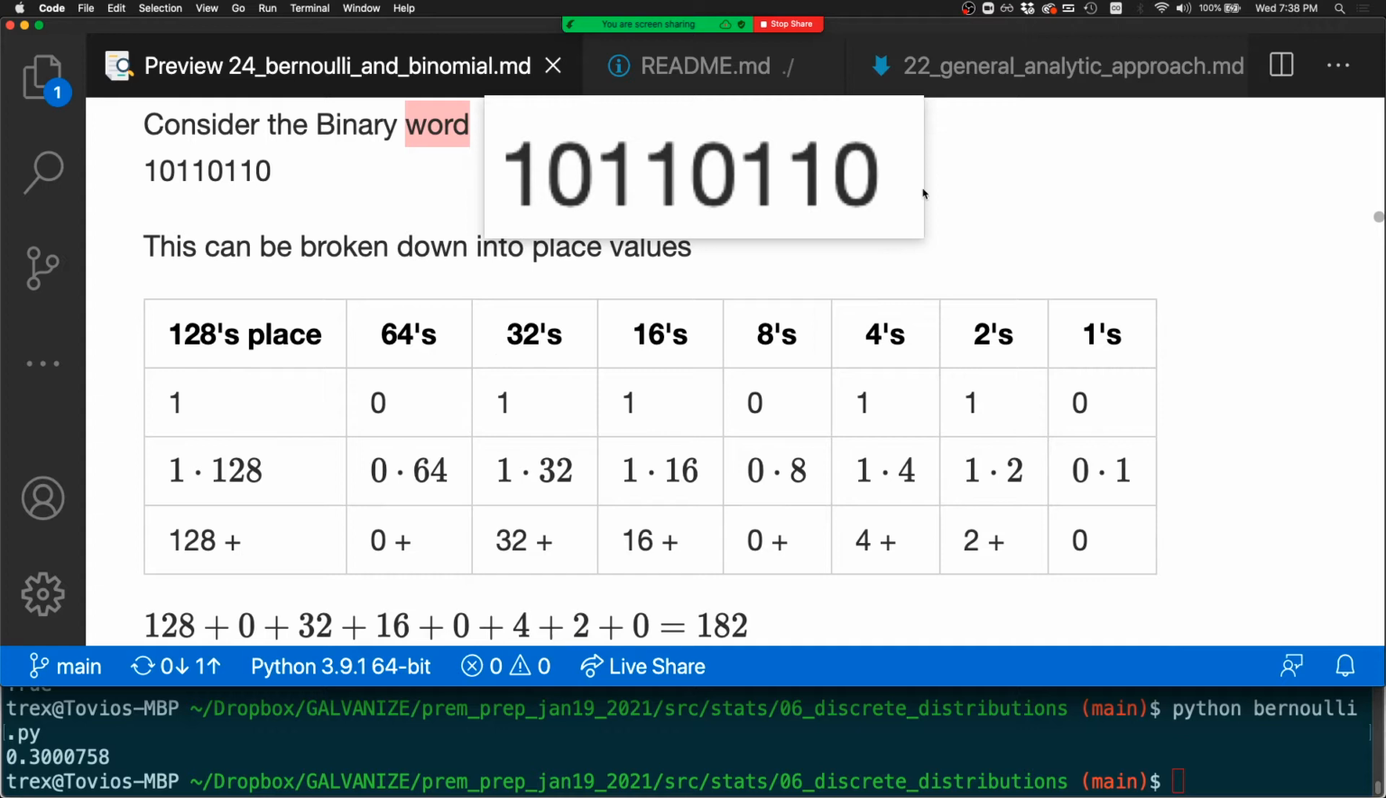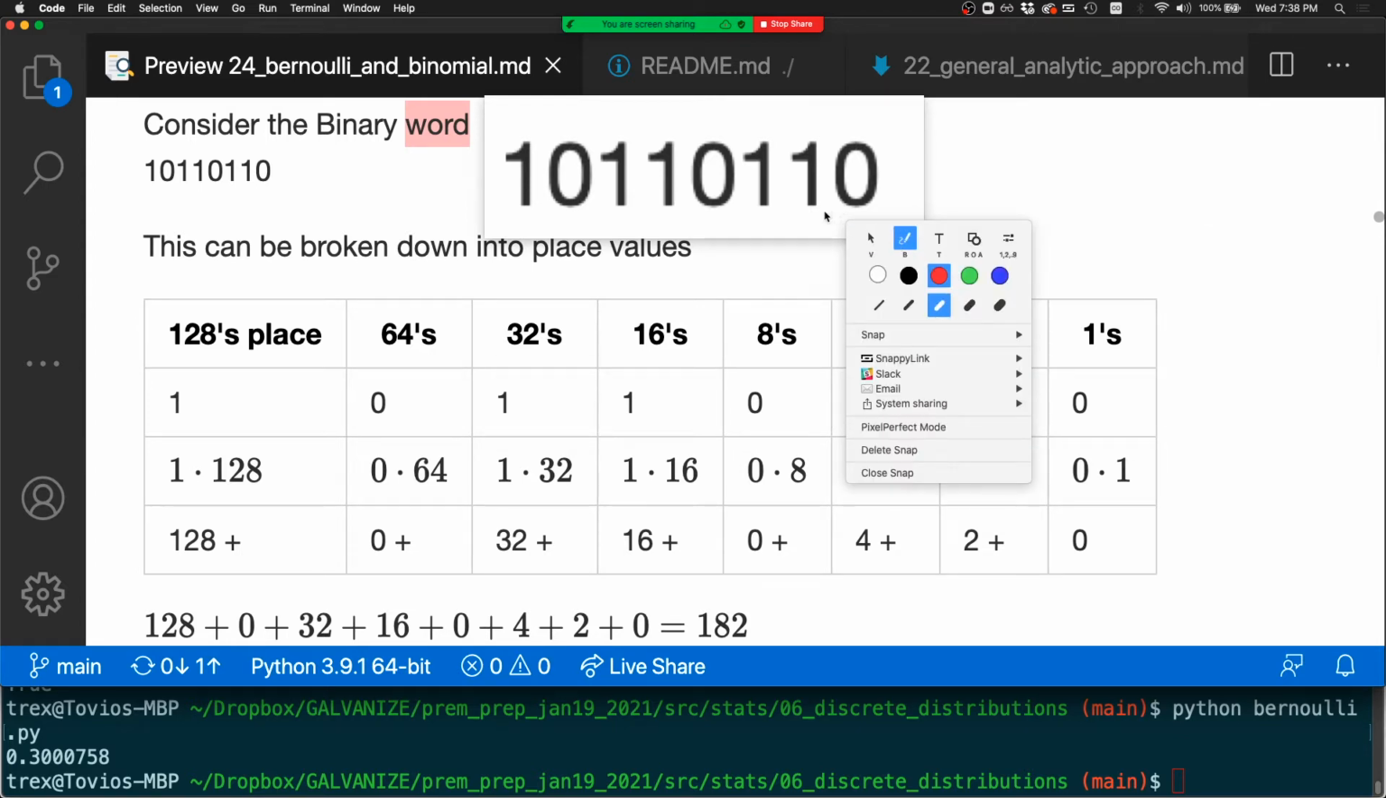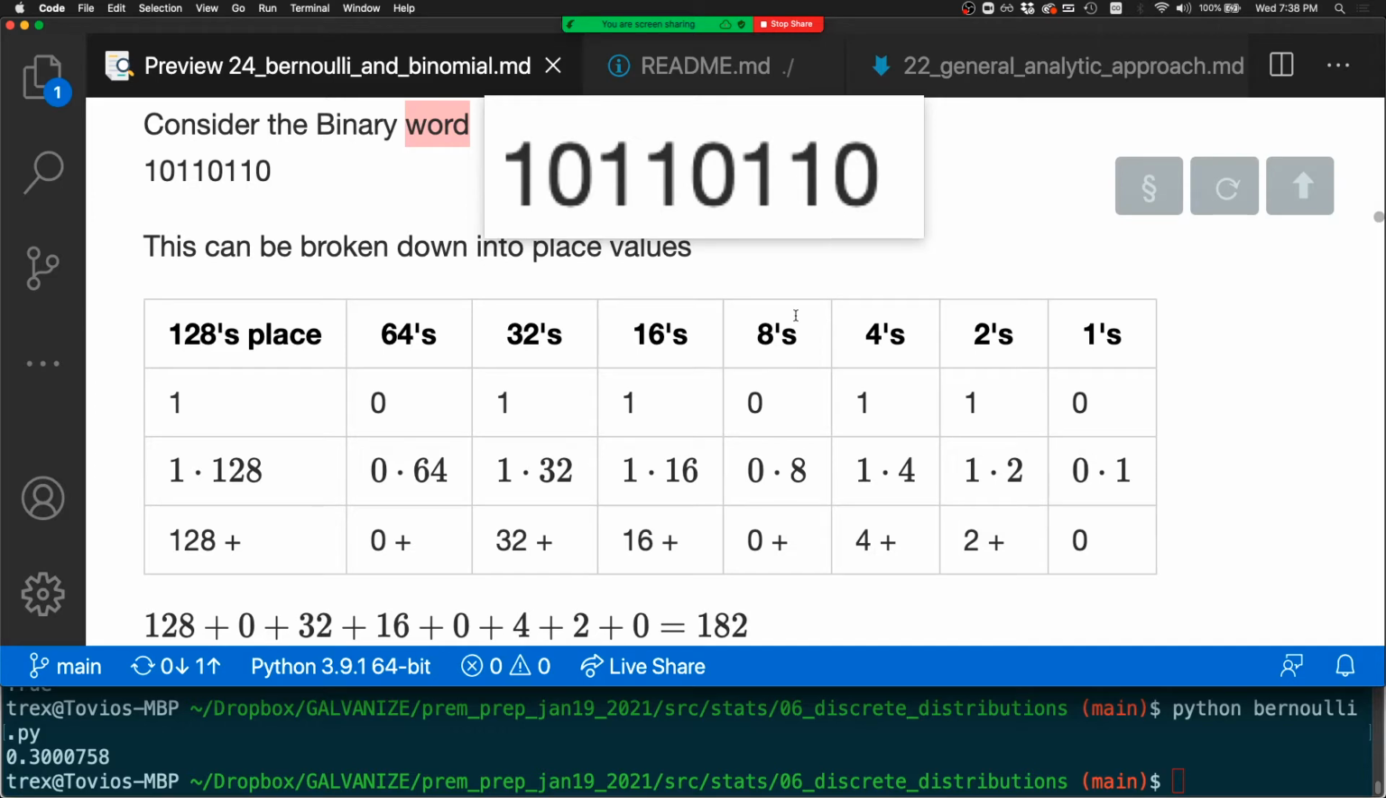So we can break this down into place values in the same way that we would with decimal, where we've got a ones place, then a tens place, and then a hundreds place, then a thousands place. We can do the same thing with binary, except now we're talking about a ones place and a twos place, a fours place, an eights place, a 16s, 32s, and a 64s, and then a 128s if we're talking 8-bit binary.